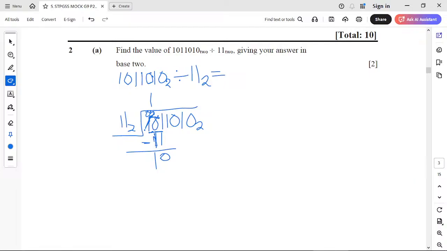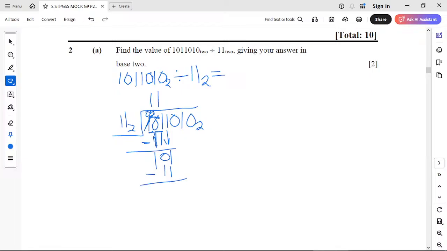1 1 into 1 0, it can't. So what do we do? We drop this 1 here, and it becomes 1 0 1. Then we say 1 1 into 1 0 1, it will go 1 time. Then 1 times 1 1 will give us 1 1, and then we find the difference.